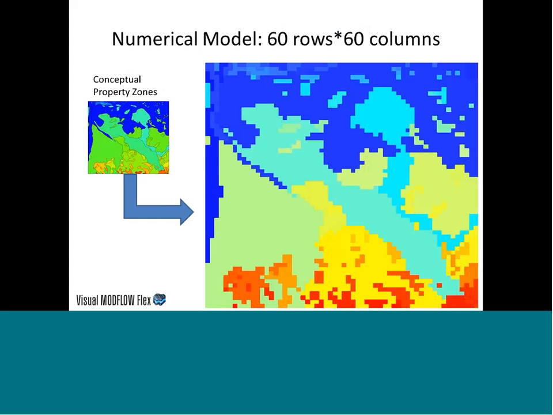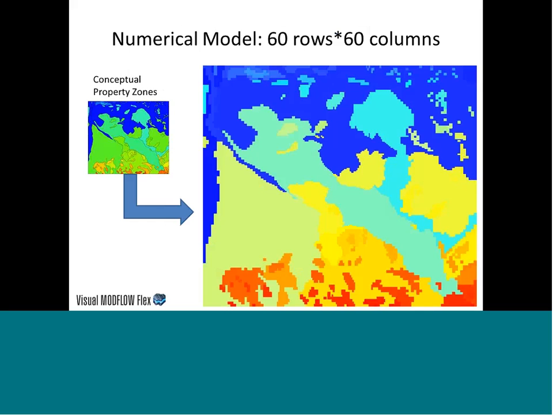So, a quick illustration of different grid realizations for your property zones in your models. Again, going from the conceptual property zones in the shapefile to a very coarse grid of 60 rows by 60 columns, you can see the corresponding property representation.